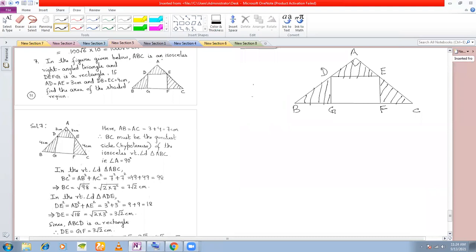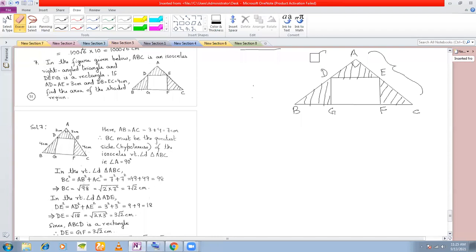In the figure given below, ABC is an isosceles right angle triangle. So it is not only a right angle triangle, but it is also isosceles. Can you tell me which two sides are equal? The base and the perpendicular have to be equal. Hypotenuse cannot be equal to the other side because it is the greatest side. So therefore, AB must be equal to AC. We cannot mark it, so let's assume that it is there.